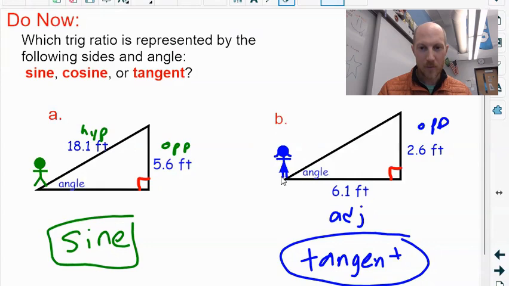And for B, if we're working from this angle that has been assigned as a reference point, then we've got the opposite side over here at 2.6. Adjacent side is at 6.1. Opposite and adjacent come together to form the tangent ratio.